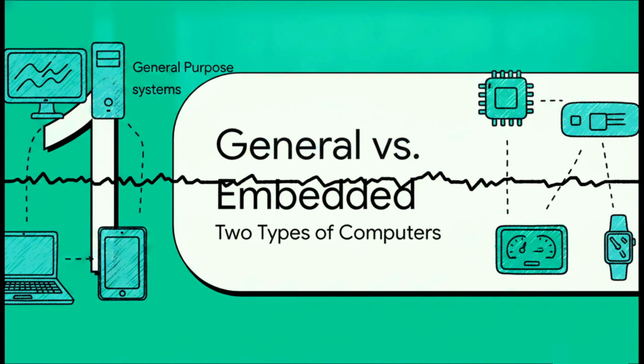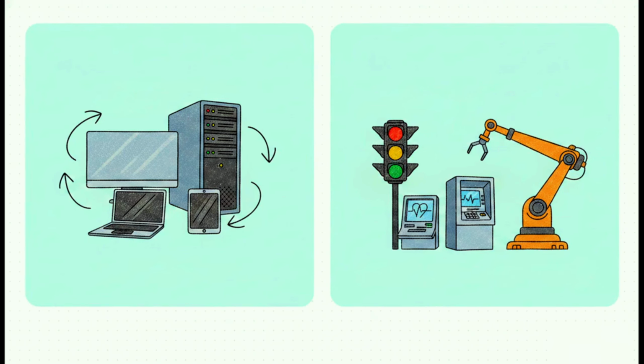Which brings us to Section 1, General Purpose versus Embedded Systems. To really wrap our heads around this, we've got to draw a clear line in the sand between the two major categories of computers. On the general purpose side, you've got your desktops, your laptops, tablets, and those massive server farms. These are built for ultimate flexibility. I mean, as long as someone writes the software for it, a general purpose computer can probably run it.